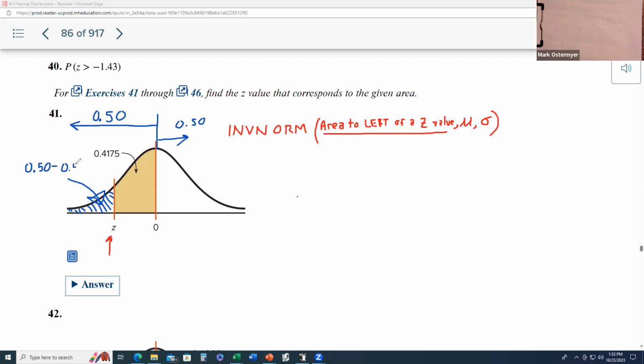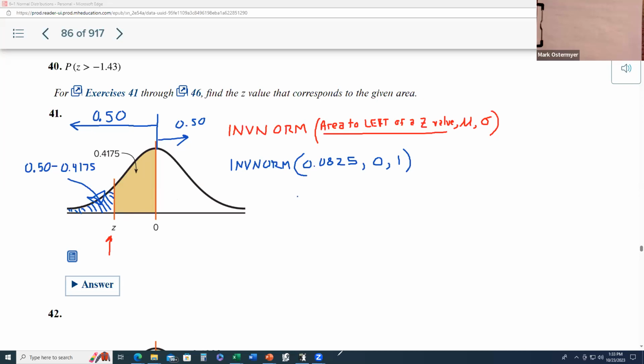That's all we got to do. We just have to do a little basic subtraction here, and we'll have the area to the left of the z-value that we seek. So what is 0.50 minus 0.4175? So what am I going to put in for that area to the left of the z-value I want to find here? 0.0825. That is the area to the left of the z-value that we want to find. Comma, the mean of this distribution is still 0 since it's still the standard normal distribution, and the standard deviation is still 1. That's how we're going to find that z-value.